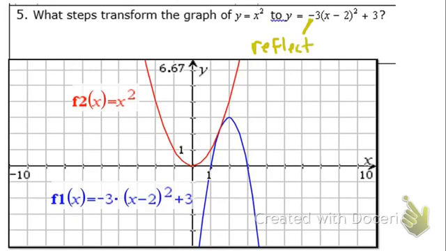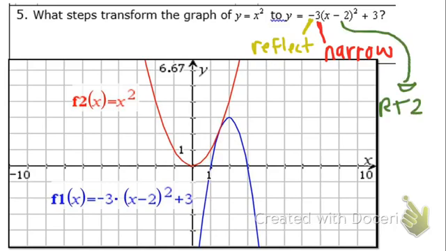Okay? And then the next thing you're supposed to know is that this 3 causes the parabola to become narrow. As you can see, if you look at the red and then look at the blue one, it's a little bit more skinnier than the red one. Okay? And then you're supposed to know that this negative 2 moves to the right 2. So let's look at the vertex. If you see this vertex, it went over 1, 2, okay, to the right.